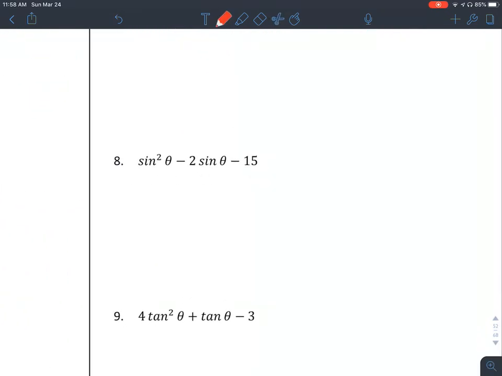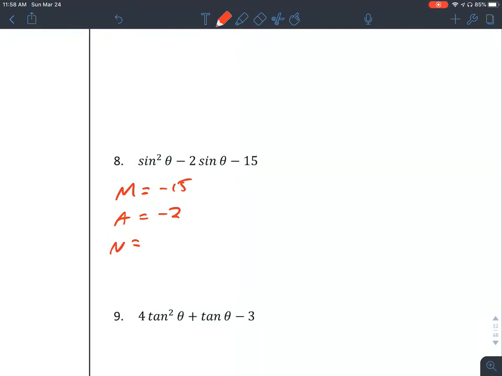Number 8. This is a trinomial, 3 terms. Now, if you're lucky, the leading coefficient here is a 1, which it is. If the leading coefficient is 1, that's the easiest type to factor. What we need is, we need two things that multiply to get negative 15, two things that add to get negative 2.